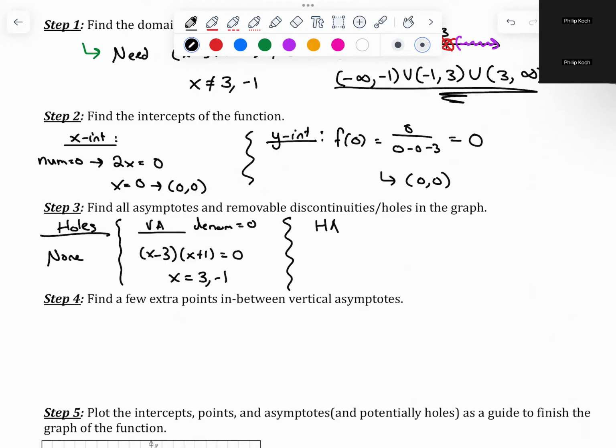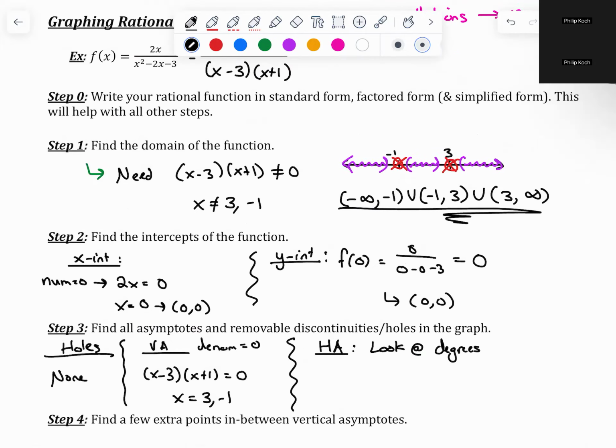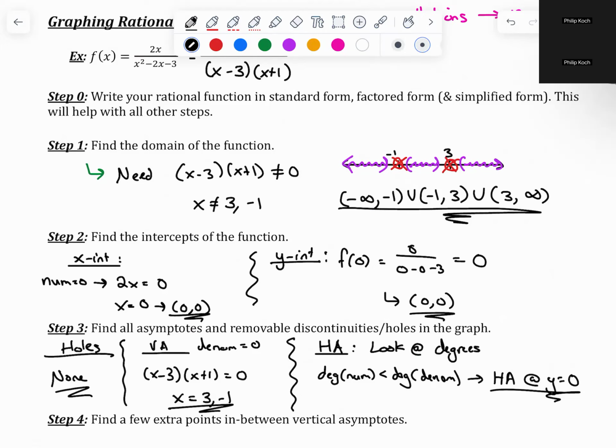And then HA, the horizontal asymptotes, look at degree. The degree of the numerator is 1. The degree of the denominator is 2. So the degree of the numerator is less than the degree of the denominator, which implies an HA at y equals 0. I'm underlining all the pieces of information that we're going to need to graph this. We're going to need this and a little bit extra, and I'll explain that when we come back on Wednesday.